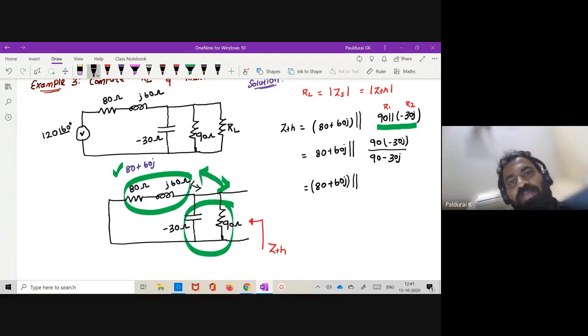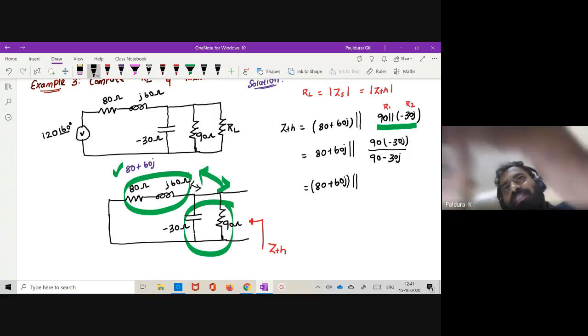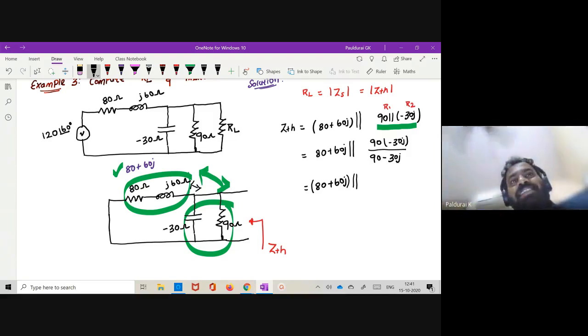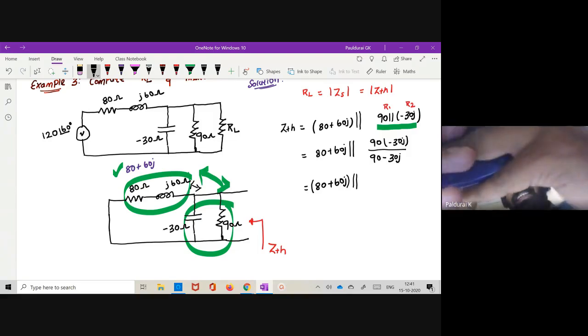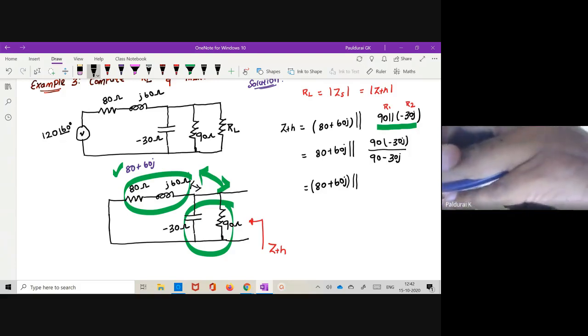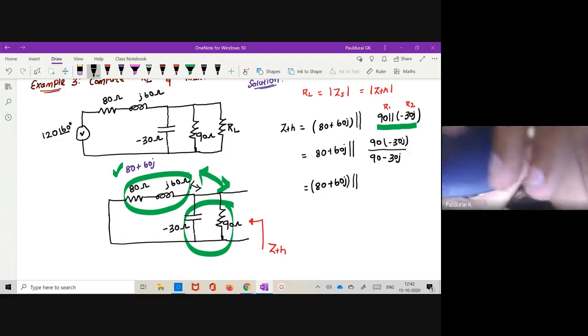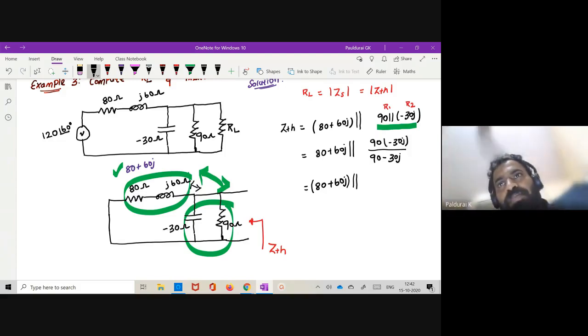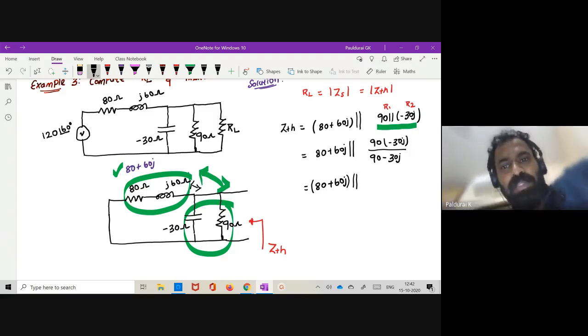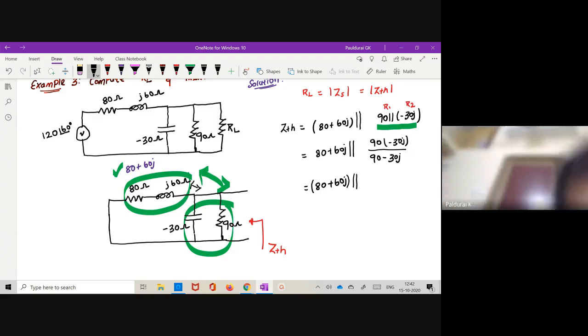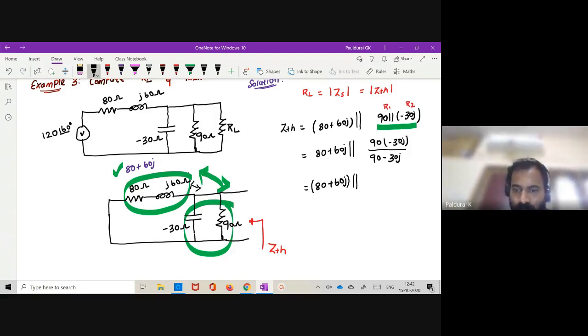It won't take this much time if you are good in your calculator. I will calculate: 90 into minus 30i divided by 90 minus 30i. That's it. It will throw you the answer. Do you want to do this? You can do it in one step in the calculator. I don't know why you guys are taking this much time. Let me open my calculator.